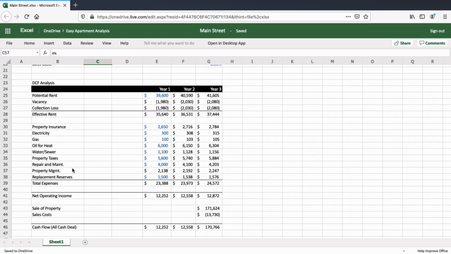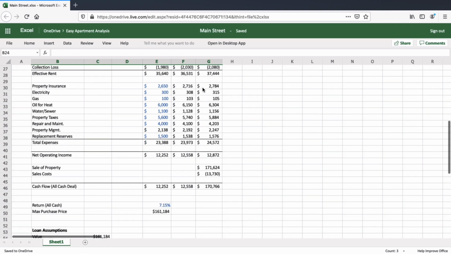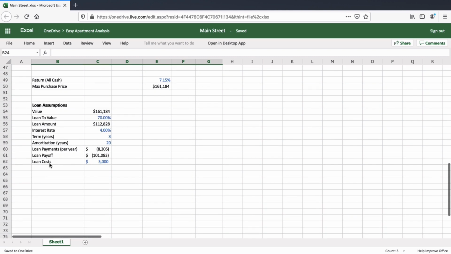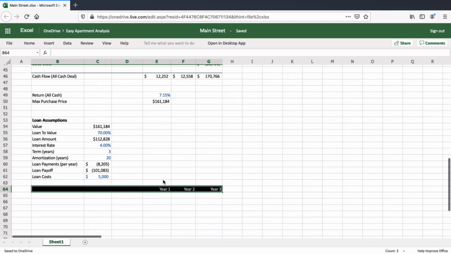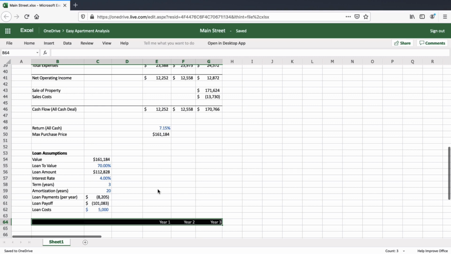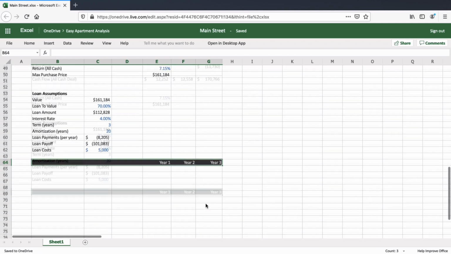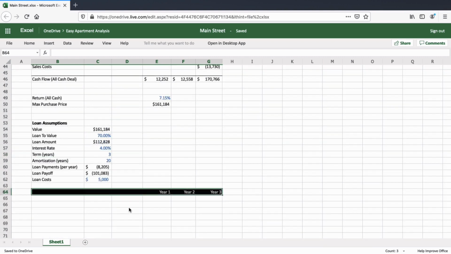Here's our discounted cash flow for an all-cash deal. What I want to do is copy year 1, year 2, and year 3, because as I'm doing work down here, I really can't see what year I'm working on. So I'm just going to add it in underneath these headings. As you can see, they match with what you see above it. So let's start valuing this deal with financing.